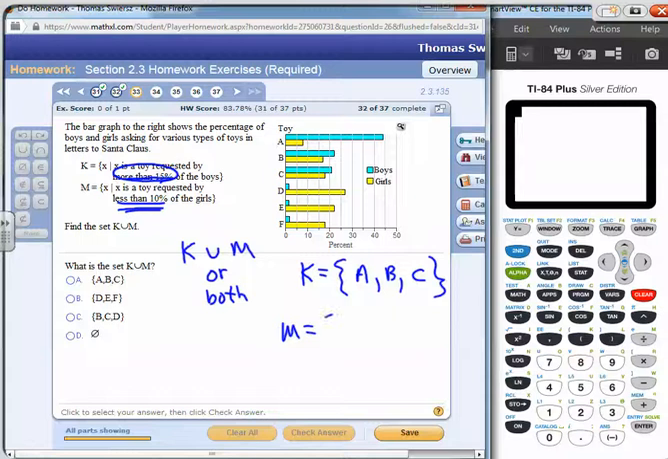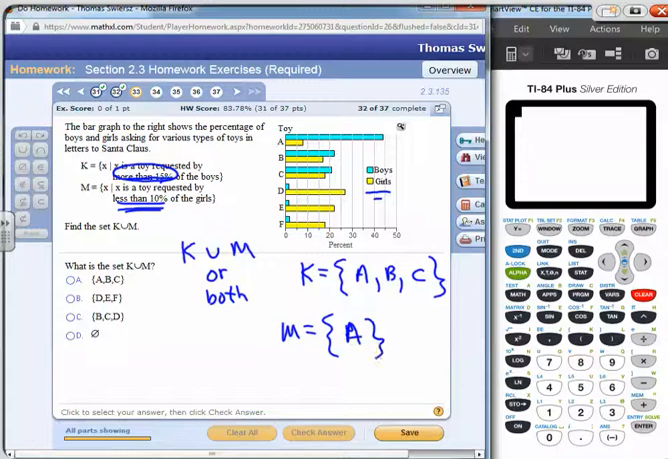Okay, set M is the toys requested by less than 10% of the girls. So M, less than 10%, the yellow. A is less than 10%. B is more than 10%. C is more than 10%, D is more than 10%, E is more than 10%, and so is F. So the only one that is less than 10% of the girls would be A, right?